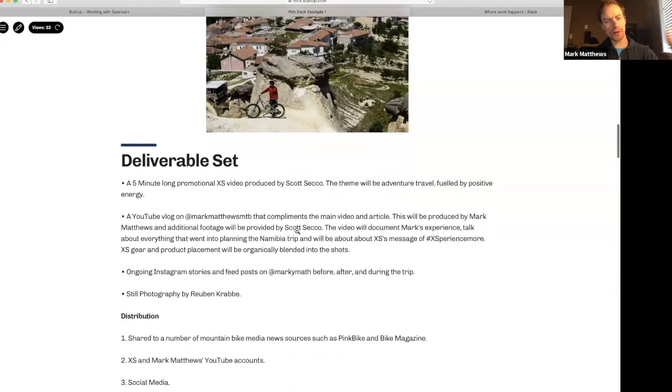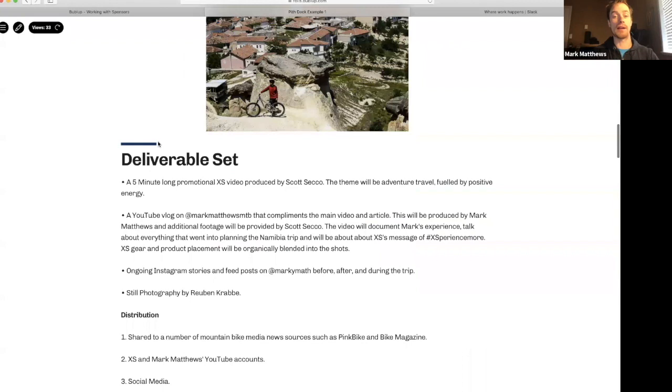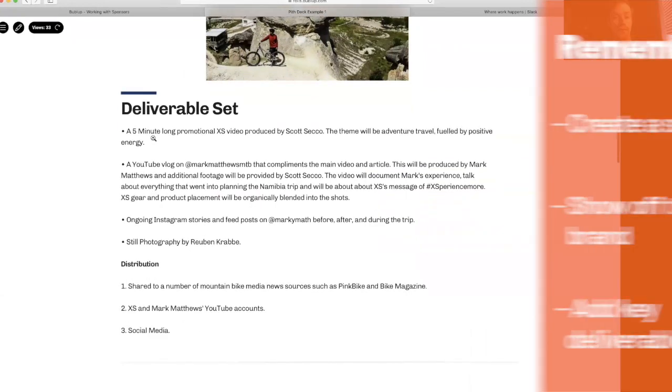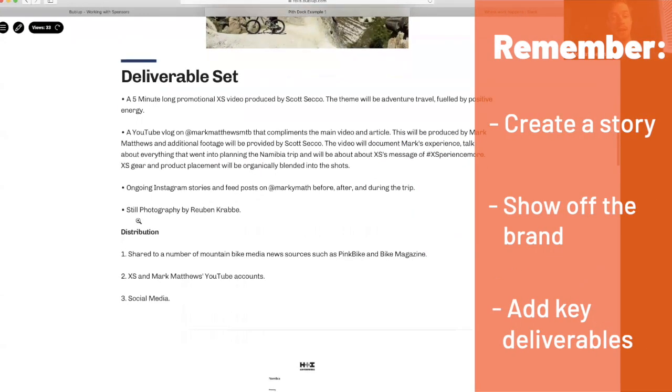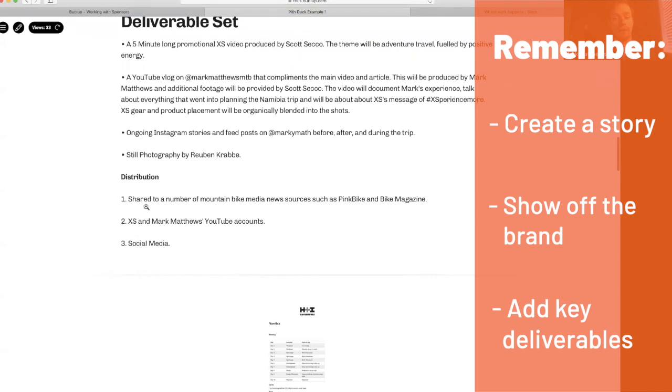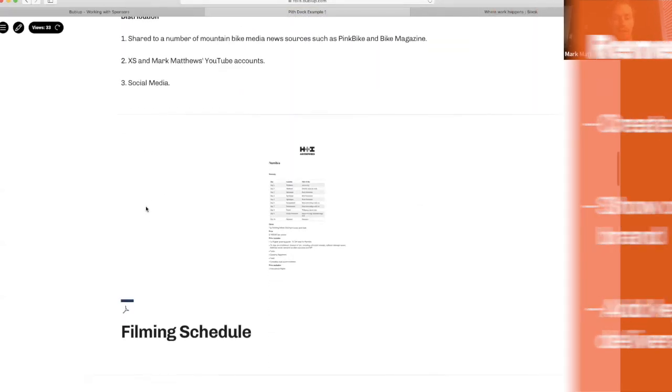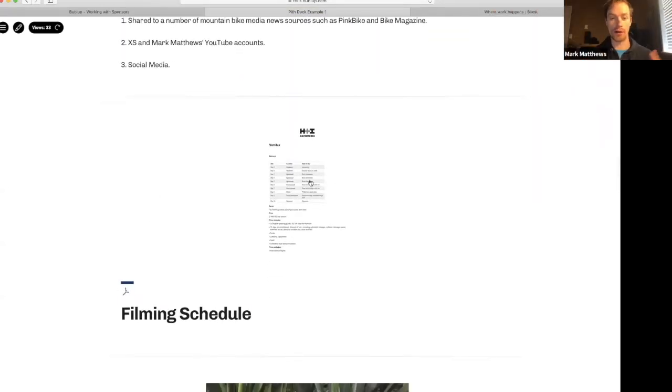And then you always want to show what you're delivering a brand in a pitch. So I outlined the deliverable set, what I'm giving them. And then I showed where it's being distributed. And then in order to break down the budget, I had to show them the filming schedule and what it would cost. So we got quoted by a tour company.